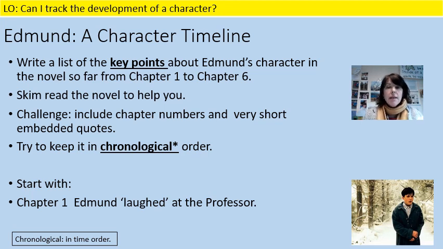So the first thing I'd like you to do is to reflect on the most significant things that Peter has said and done so far in the novel. Have the internet copy of the novel open, or if you're lucky enough to have a copy of the book at home, have that open and see if you can begin to create a timeline of the key events that convey Peter's personality so far.